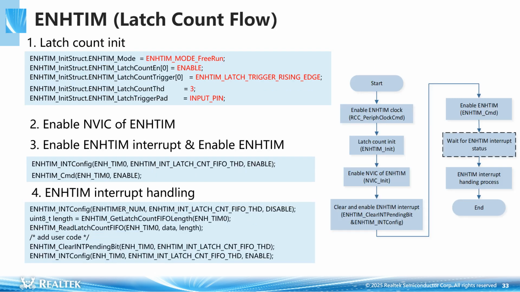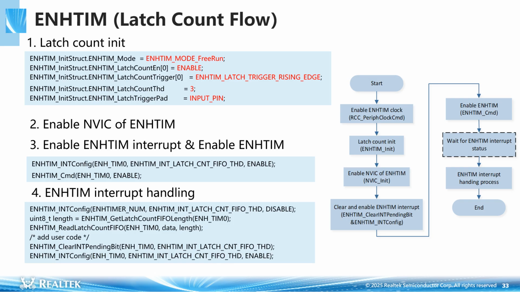GPIO latch count feature configuration process. Step 1. Configure enhanced timer initialization structure parameters. Set the enhanced timer to free run mode. Specify the input GPIO pin. Set the threshold for received data. Configure the trigger conditions. Step 2. Initialize enhanced timer with the configured parameters.